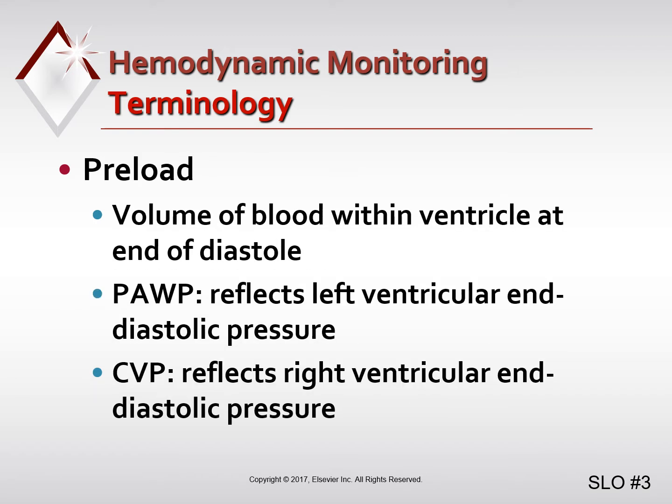So with preload, the volume of blood within the ventricle at the end of diastole, what you need to remember about this, so for diuresis and vasodilation, these decrease preload. So they decrease that pressure, that volume of blood that's within that ventricle at the end of diastole. If you give fluid administration, that's going to increase your preload.